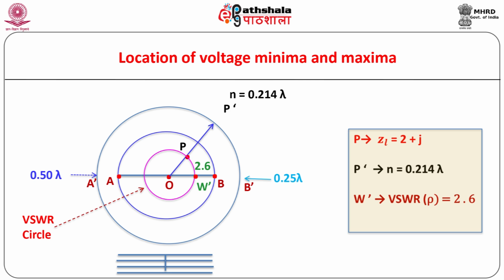Step number 8. For determining VSWR rho, draw a circle with center O and radius OP and note the reading at point W dash, where the circle intersects the right horizontal radius OB. This number is the value of VSWR. In the problem under consideration, we have VSWR rho equal to 2.6.